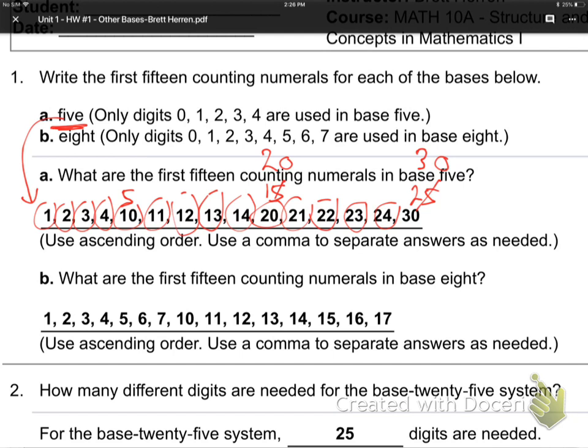So the rule is, notice in base 5, you never see a 5. You don't see 5 or bigger. Just 1, 2, 3, 4. Here's base 8 on part B. In base 8, you never see an 8. You see everything up to that, 1 through 7, but never an 8.